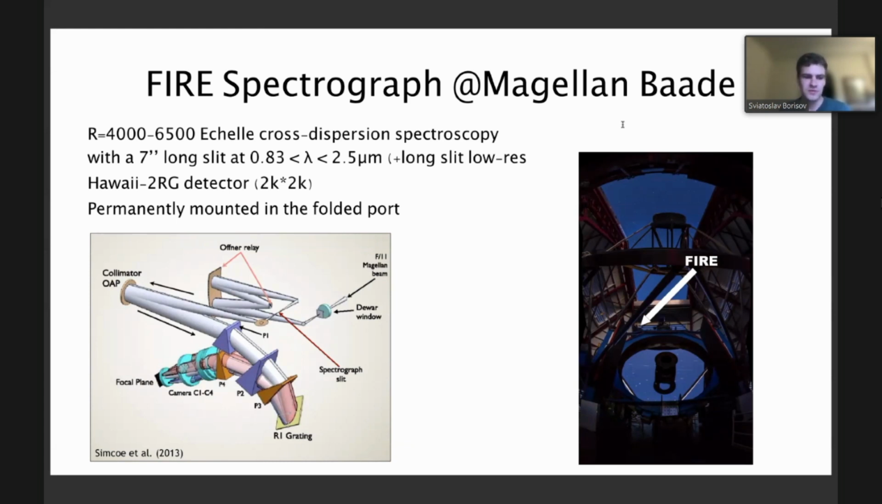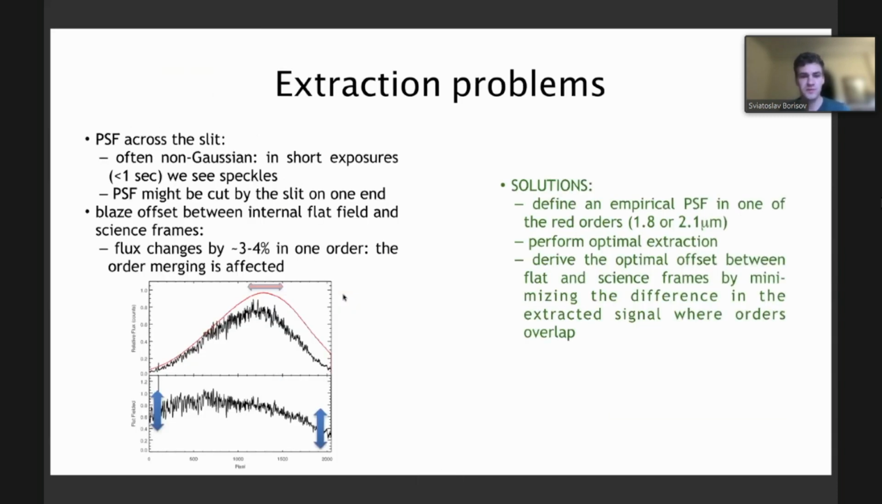This is an intermediate resolution Echelle spectrograph, which covers a wavelength range from approximately 0.8 to 2.5 microns. On the left figure, you can see its optical layout, which is very complex, which makes data processing very difficult. Now I will tell you more about these difficulties and solutions. First of all, you might have some problems with the point spread function because it might be non-Gaussian, and moreover, it might be cut by the slit.